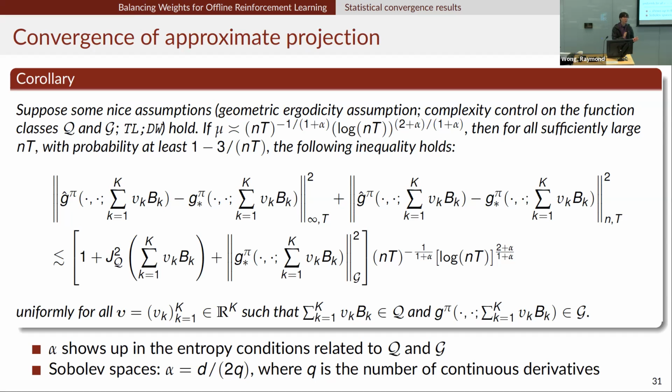Just to remind you, n is the number of trajectories and T is the number of decision points. This will be very useful for our later applications, which are mobile health applications. In that case, we have a very small number of subjects but very long trajectories, so this result will still be relevant to that scenario.